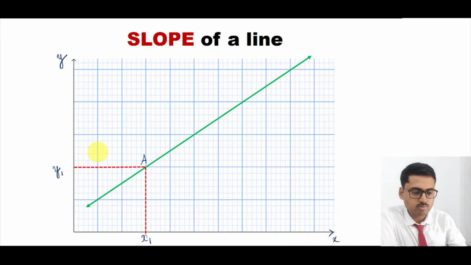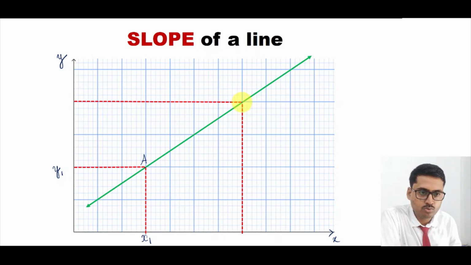And let us take one more point on the same graph. So I take this point as B. The value on the y-axis, let this be called y2, and on the x-axis, let this be called x2. So here we have got 2 points, A and B, which are lying on the graph.